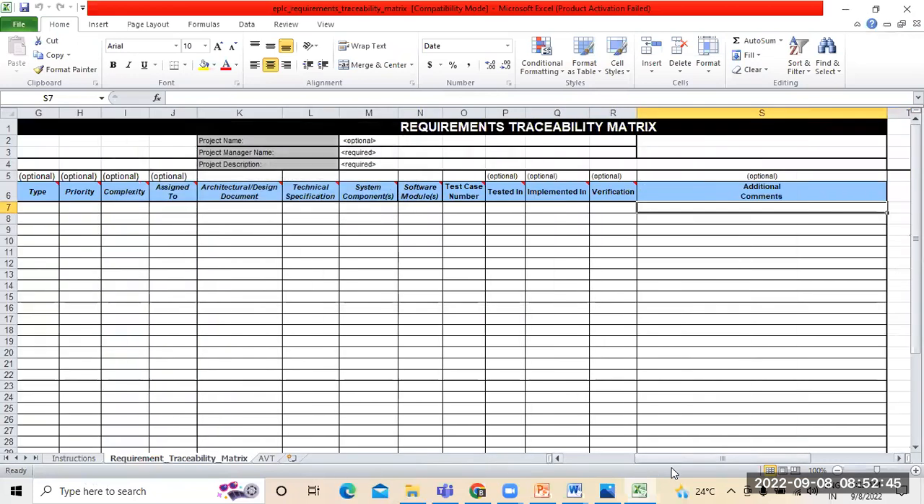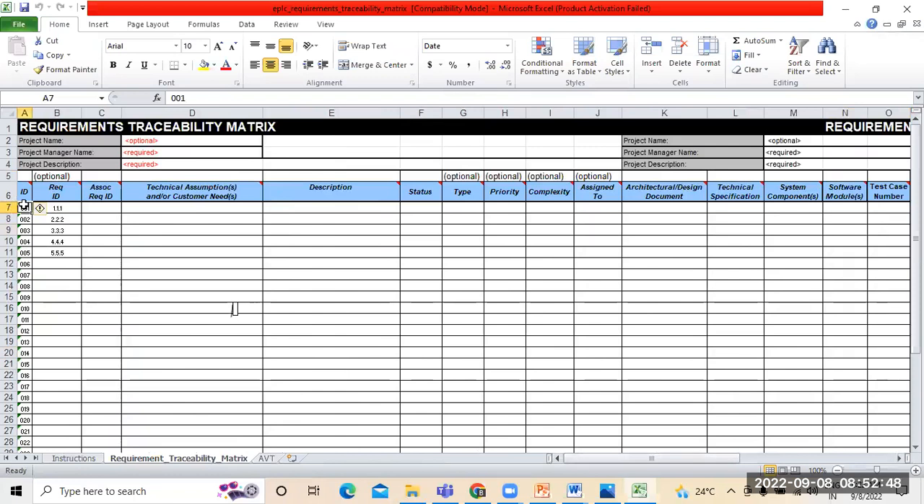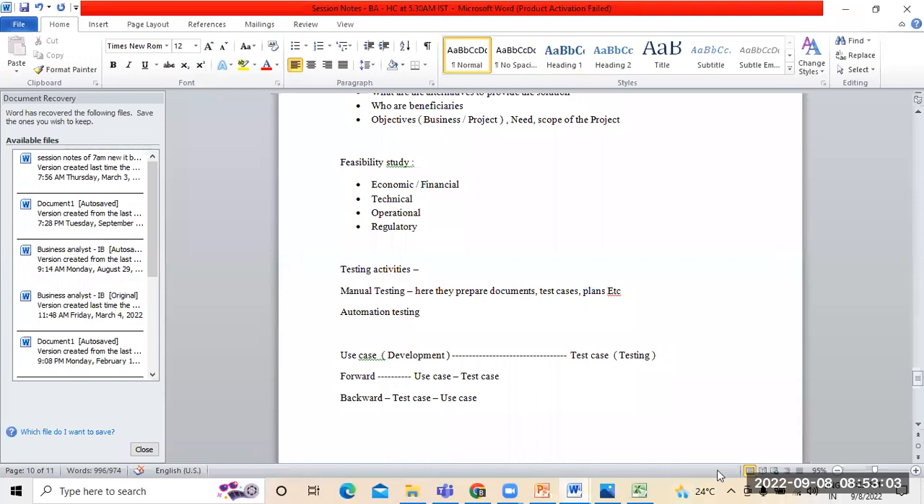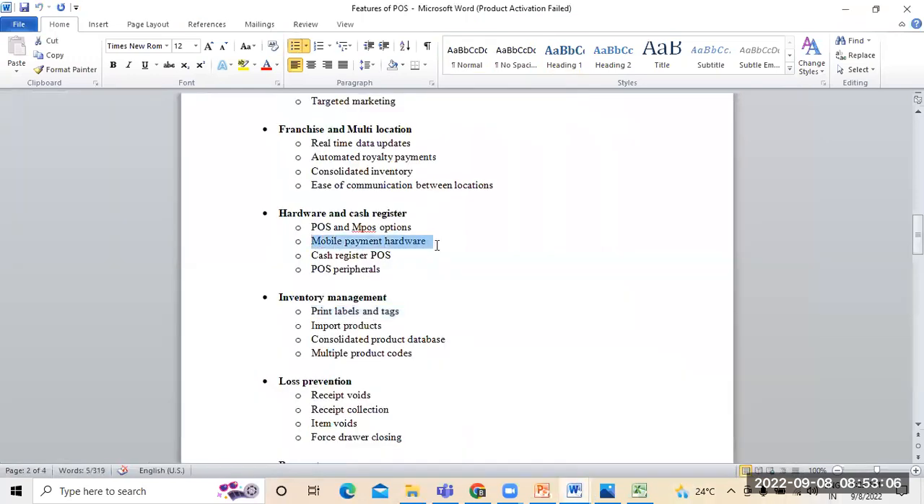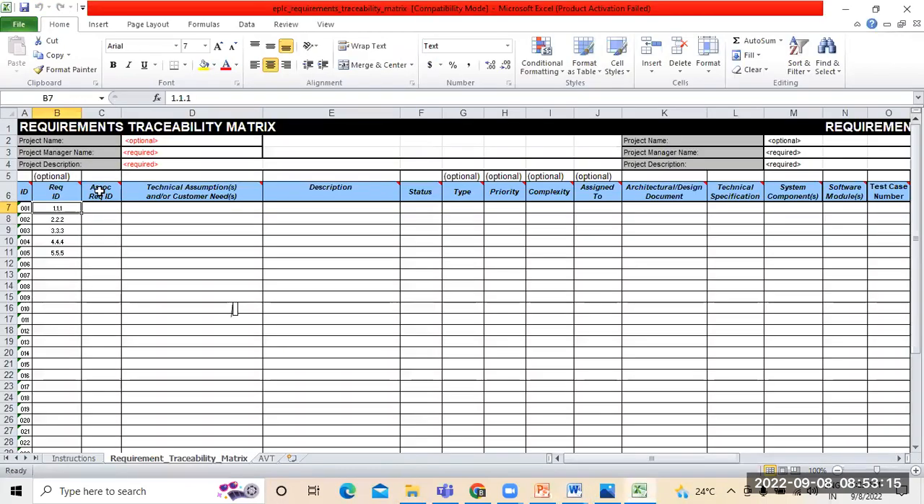Here you can see, in the Excel sheet there will be an ID number. Of course, the project name, project manager name, and all these will be there. Again, there is a requirement ID for each and every requirement. For example, this is one requirement. In these requirements there could be some sub-requirements, so the associated requirement ID is what we need to mention. Next, the assumption or customer need for the particular requirement will be mentioned here, followed by the description.